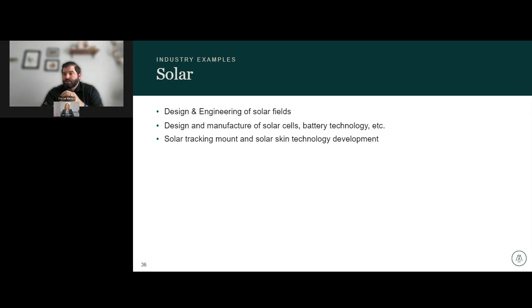And going into that, there's solar cells and battery technology, and also the other ancillary technology that goes into these solar fields. A lot of opportunity in the solar space for R&D tax credits.